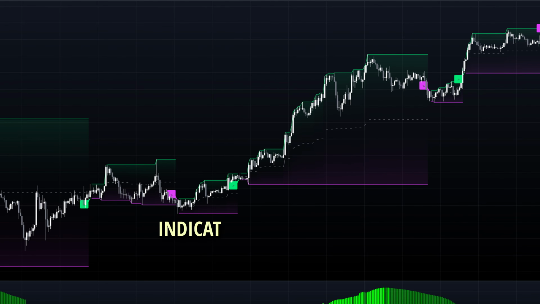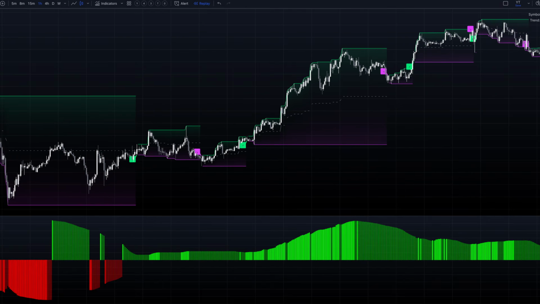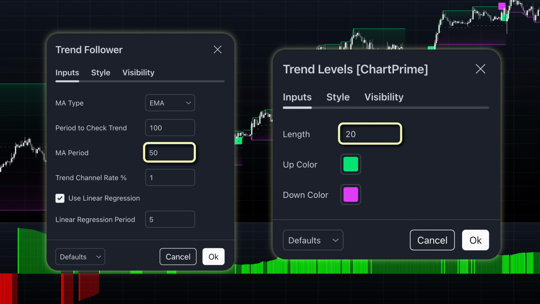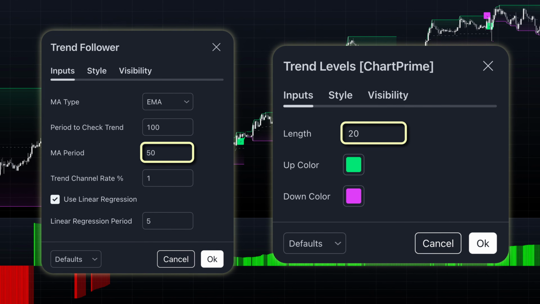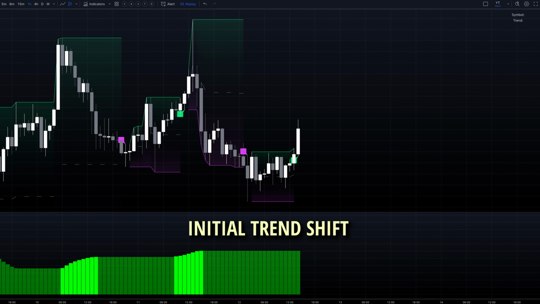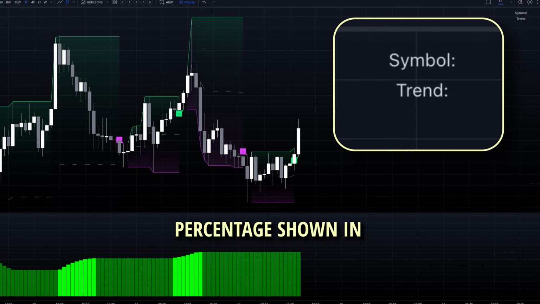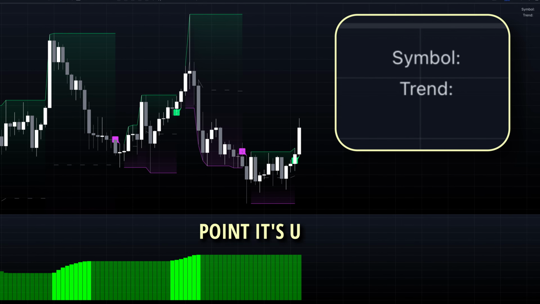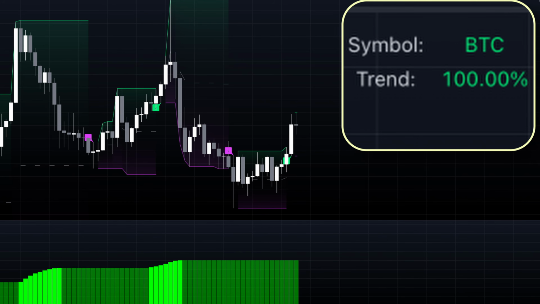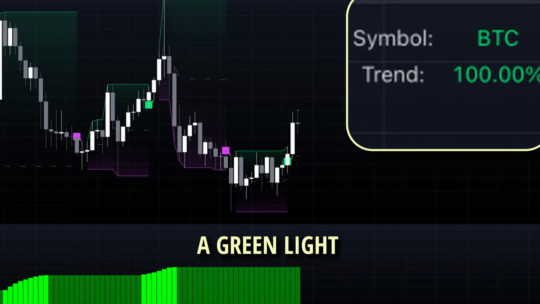For the trend levels indicator, you'll want to set the values lower than those of the trend follower indicator. So if the trend follower's MA period is set to 50, set the trend levels' MA period to around 20 or 30 and use it to take entry signals. When you receive the initial trend shift signal, there won't be any percentage shown in the top right corner. At this point, it's up to you whether to enter immediately or wait for the next candle to show 100%, which can be seen as a green light.